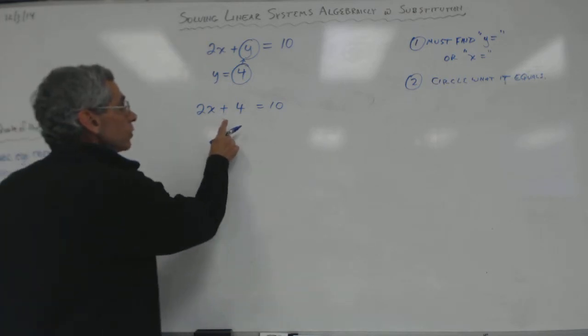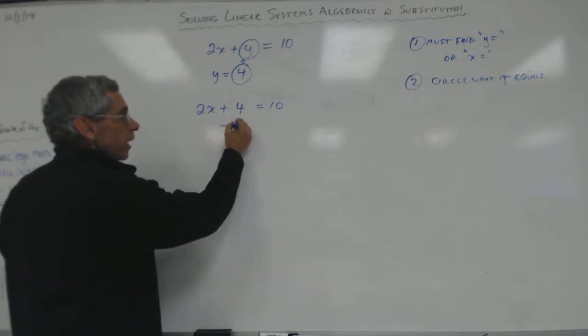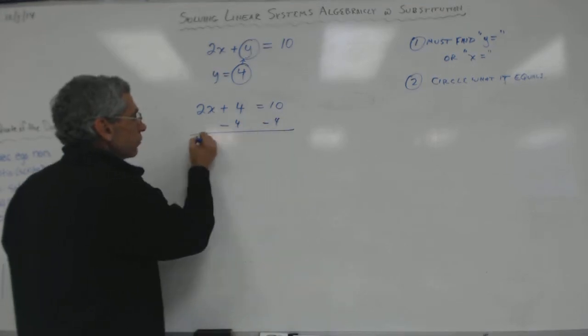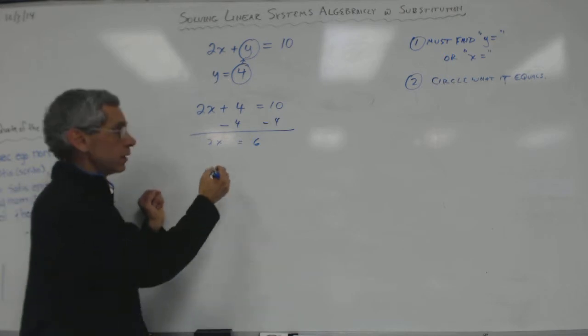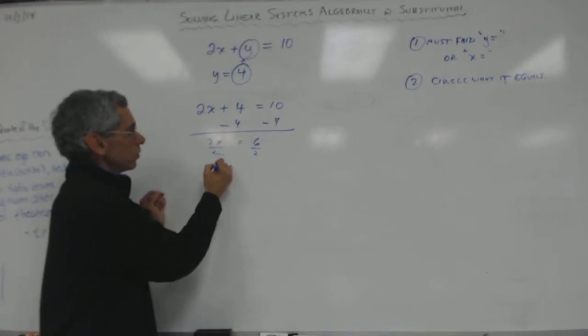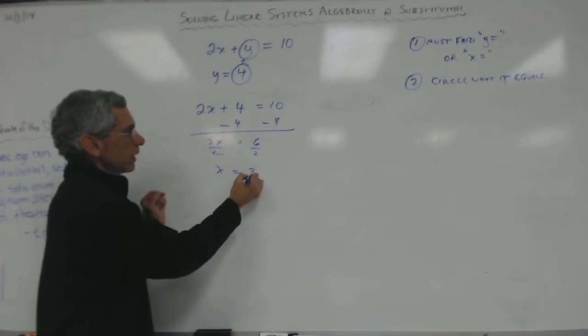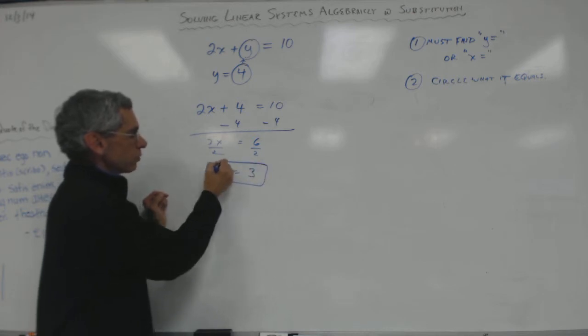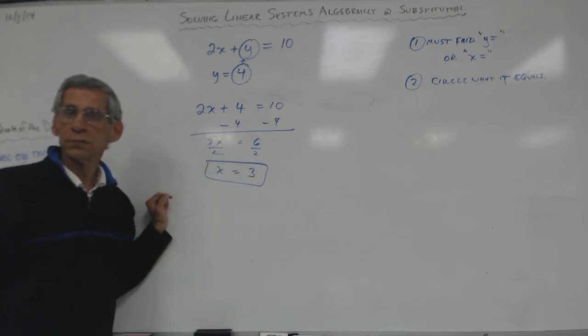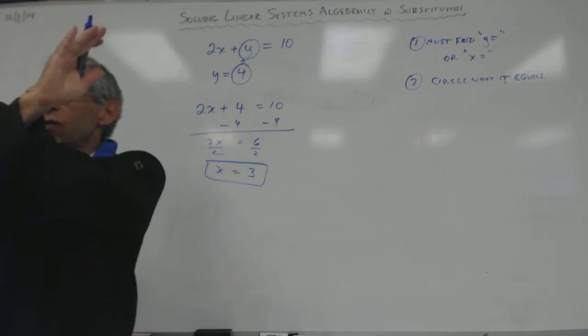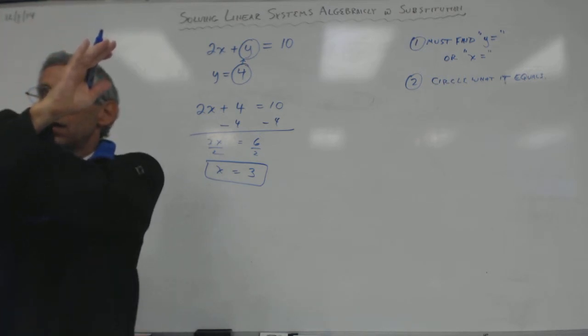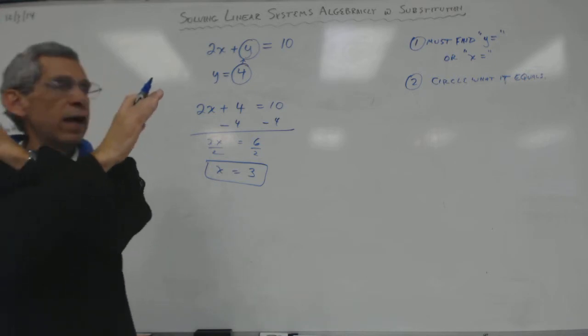Okay. So now I would just quickly solve this. Subtract 4 from both sides. And I have 2x is equal to 6, right? And then divide by 2. X is equal to 3. That's it. Am I done? The solution is what? X is 3.